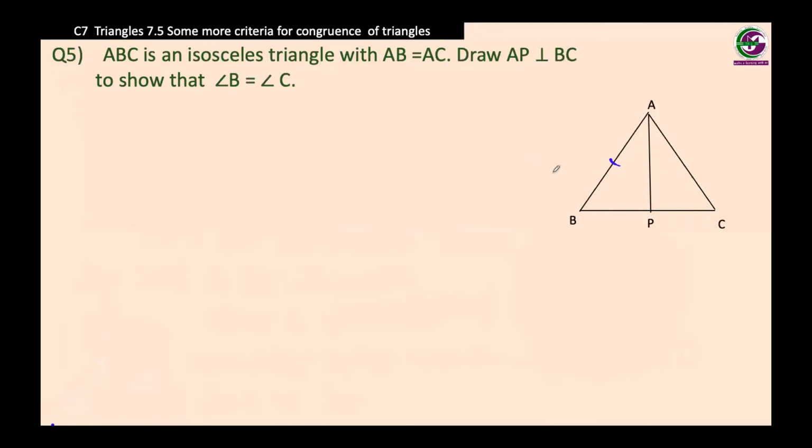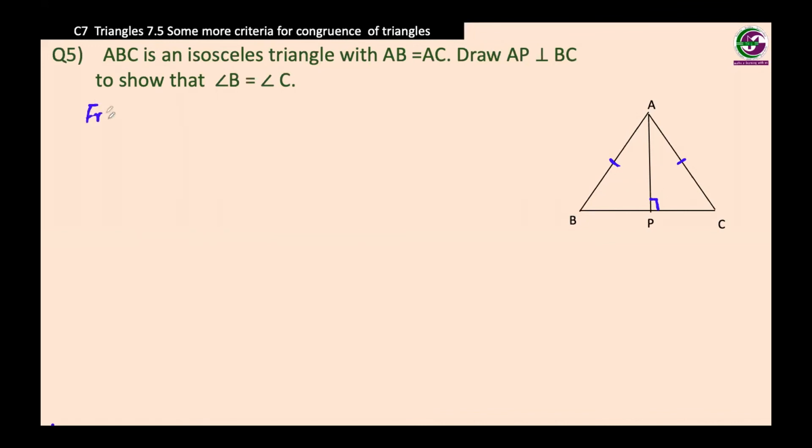Let's see question 5. Triangle ABC is isosceles with AB equal to AC. Draw AP perpendicular to BC. So this is perpendicular. Now we have to show that angle B is equal to angle C. It is a simple question. We just have to take the two triangles APB and APC.